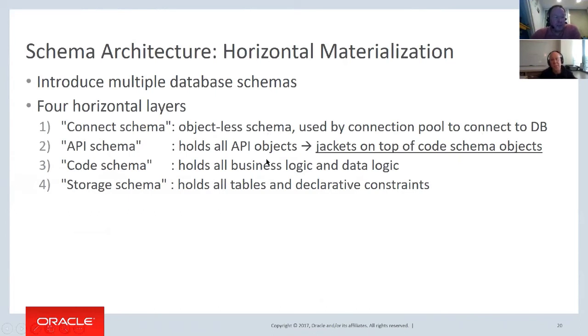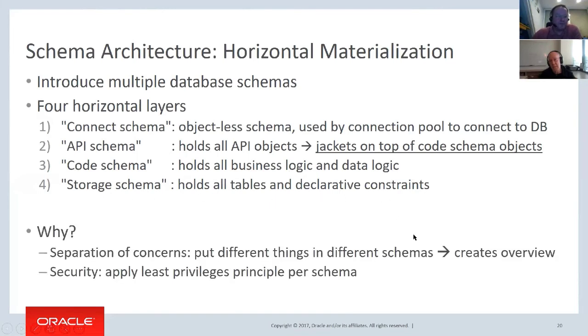Then we have the API schema. Those are the empty packaged procedures, jackets on top of the actual meat, that are being granted to the connect schema so that they are callable from outside. And then we have the code schema that holds all the business logic and the data logic. I say and the data logic here, but let me make another remark about that in the next slide. And then we have a separate storage schema that holds all the tables and the declarative constraints.